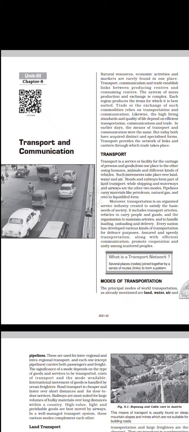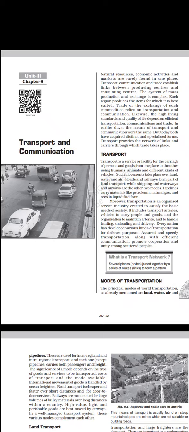The system of mass production and exchange is complex. Each region produces the items for which it is best suited. Trade, or the exchange of such commodities, relies on transportation and communication. Likewise, the high living standards and quality of life depend on efficient transportation, communications, and trade.